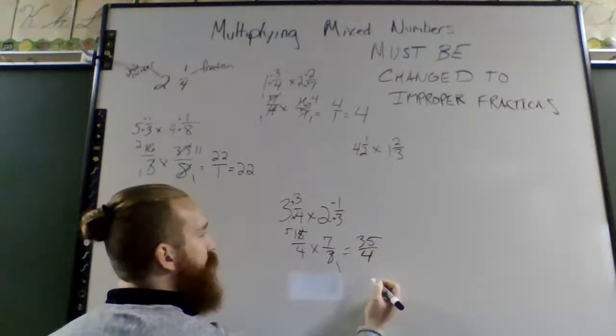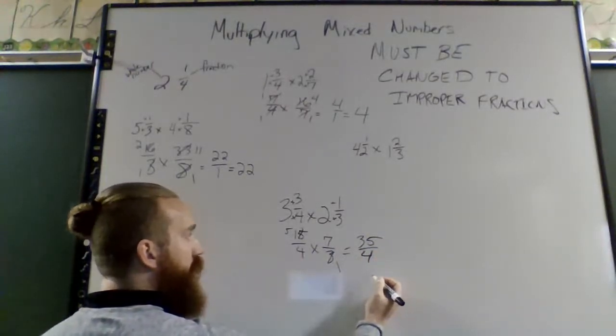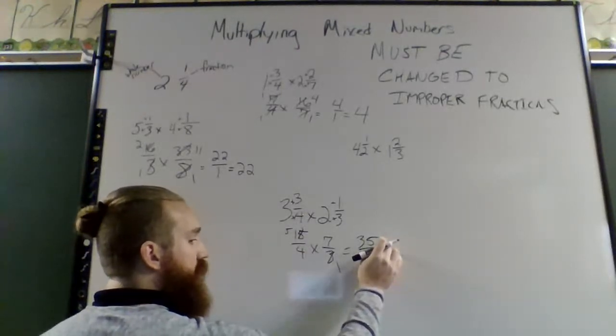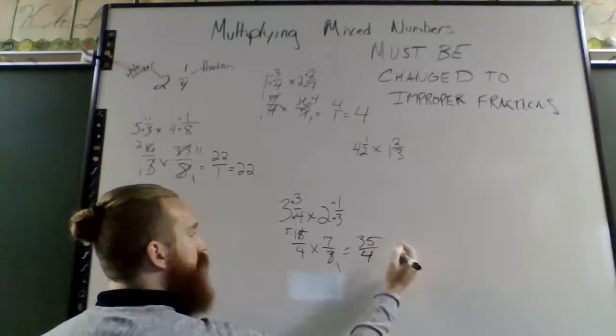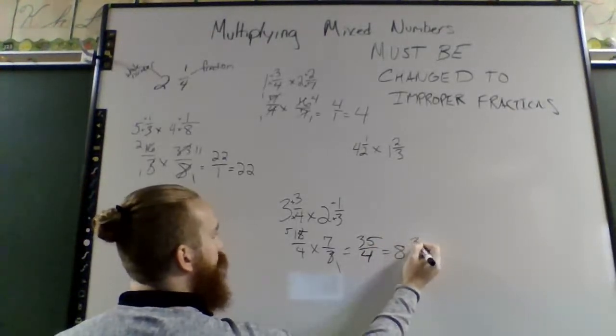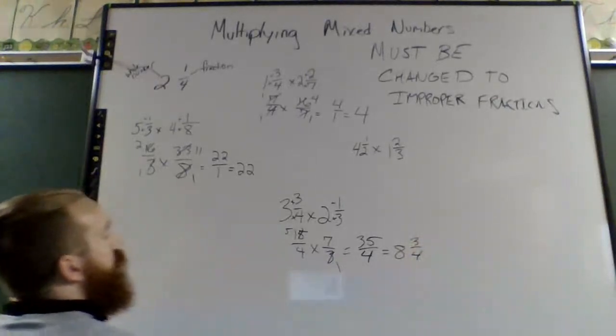How many times can 4 go into 35? We know 9 times 4 is 36, so that's too big. So it has to be 8. 8 times 4 is 32, so you'd have 3 left over, 8 3/4.